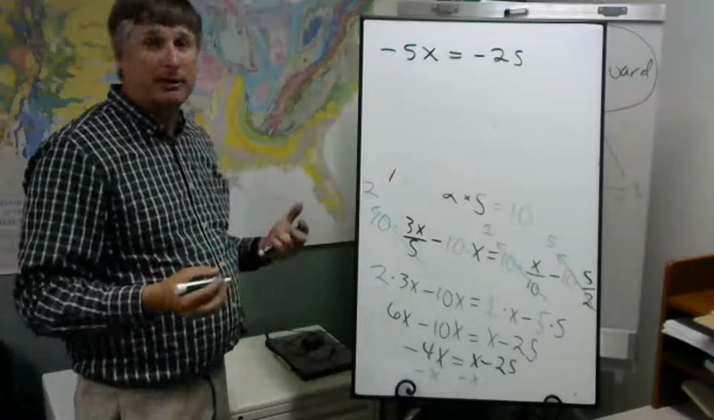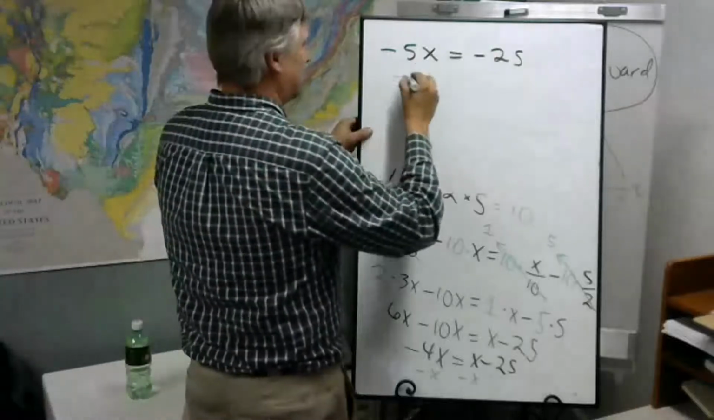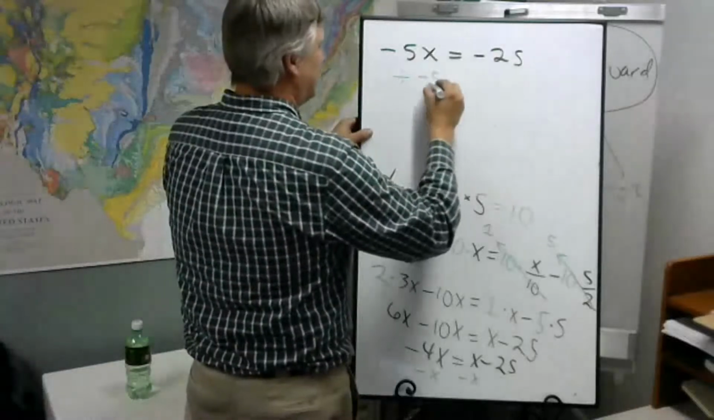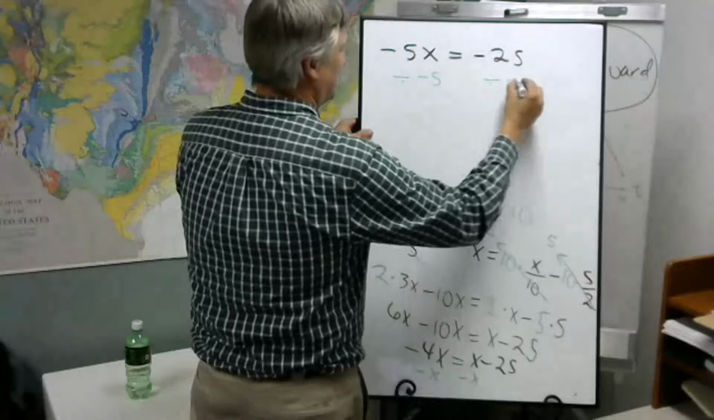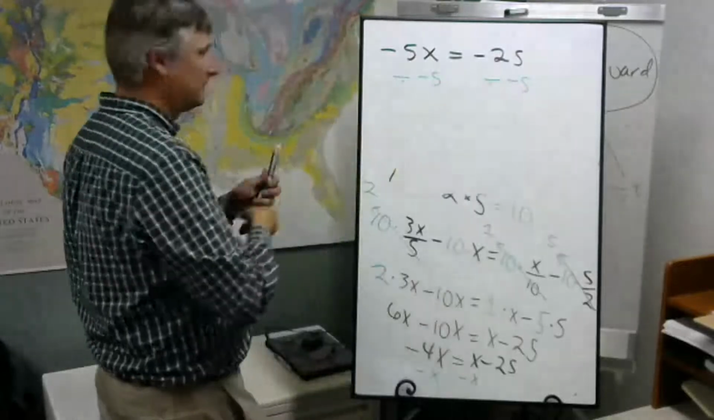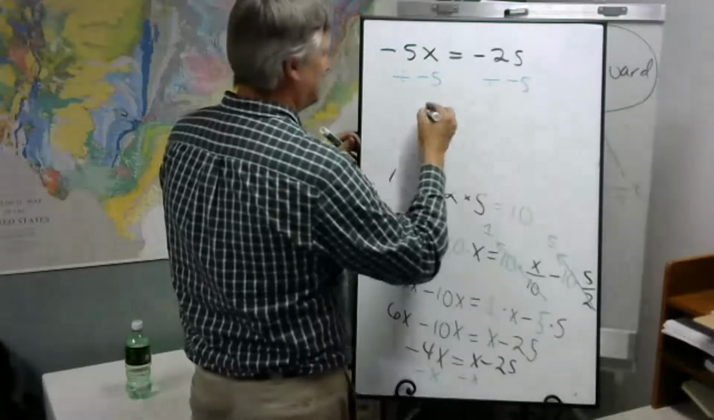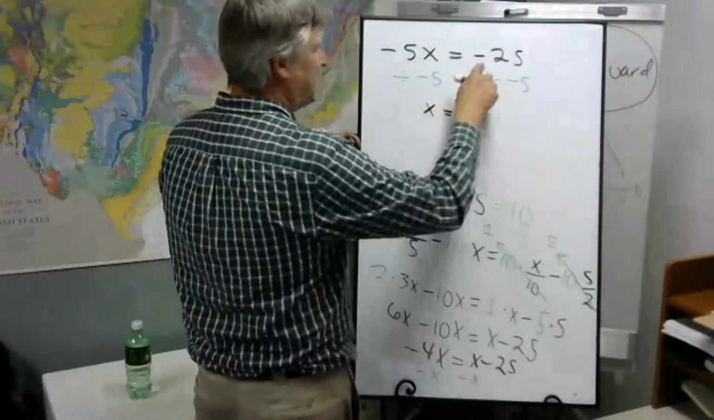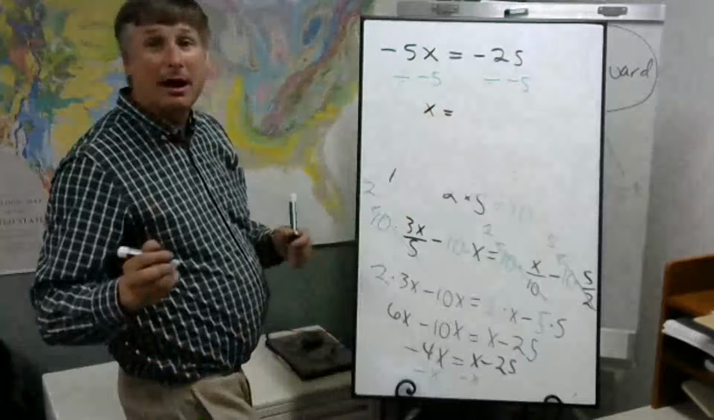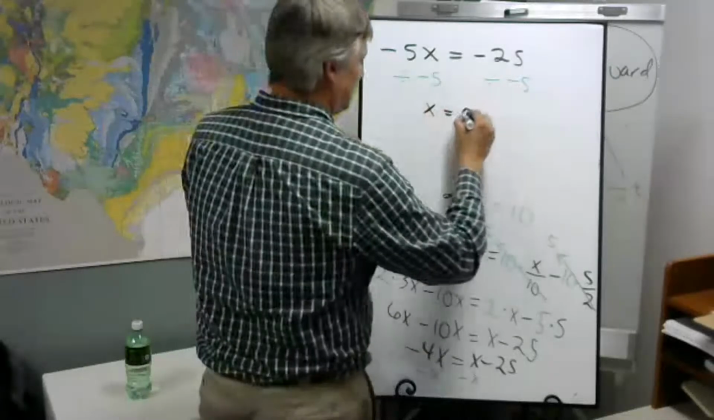Finally, we're multiplying by negative 5. Divide by negative 5. We'll get x equals negative divided by negative is positive. Positive 5.